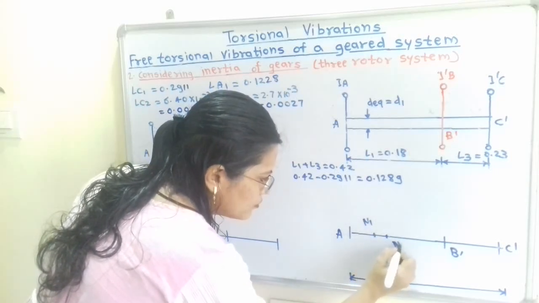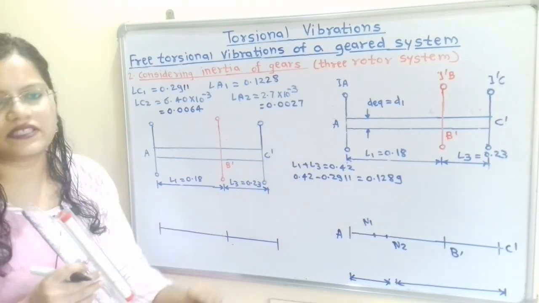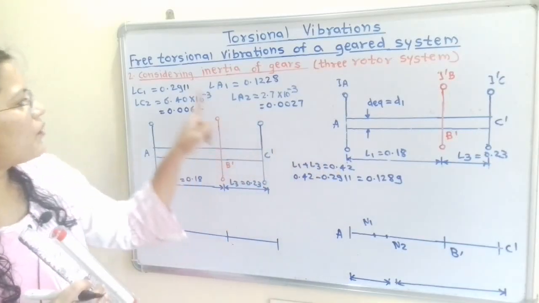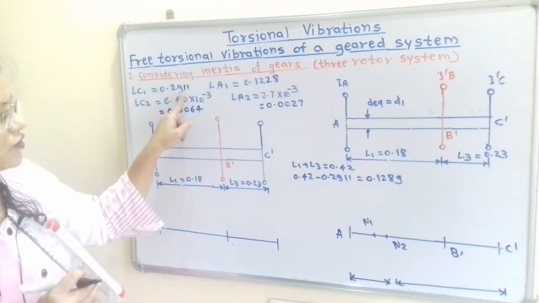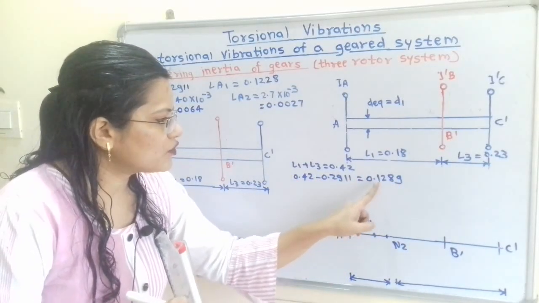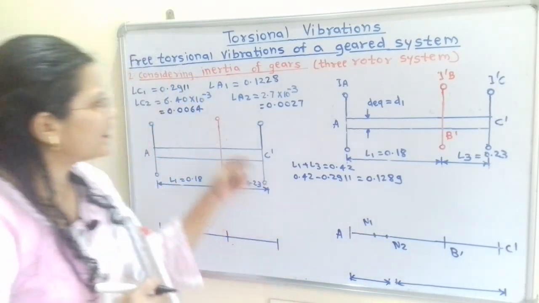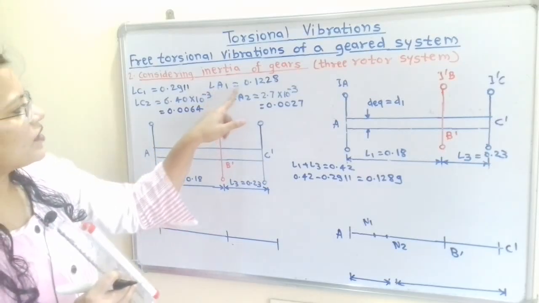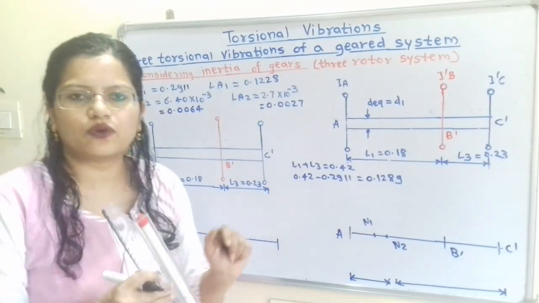So we have to show this node position. So we will compare this by calculating this because the total distance is 0.42. So when we plot this node point N2 from C dash, that is 0.2911, then the remaining distance is 0.1289. So this remaining distance is 0.1289 and here the node position from the rotor A is 0.1228, that is the smaller distance. So here is the node N1.